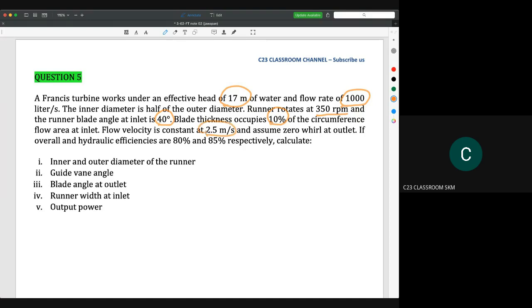If overall and hydraulic efficiency are 80% and 85% respectively, calculate the inner and outer diameter of the runner, guide vane angle, blade angle at outlet, runner width at inlet, and the output power.